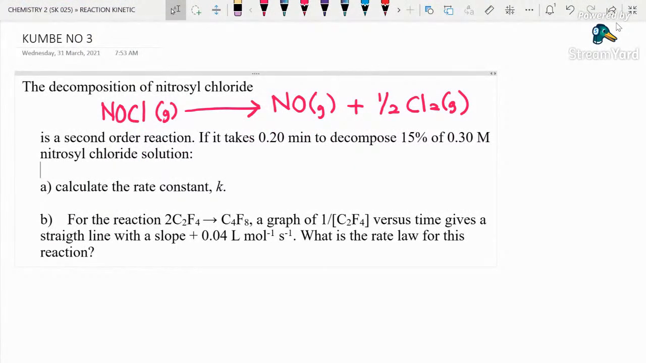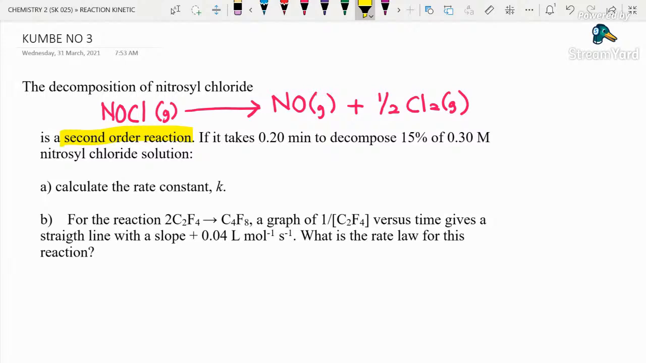Okay. So kalau soalan yang semalam, dia tak bagi tahu order of the reaction, tapi we can determine based on the unit of the rate constant. But in this case, dia kata the decomposition of nitrosyl chloride is a second order reaction. So the keyword is here. Dia dah bagi tahu kat kita, it is a second order.